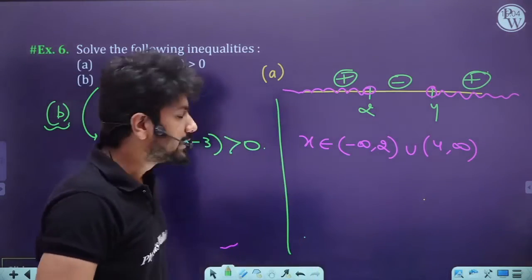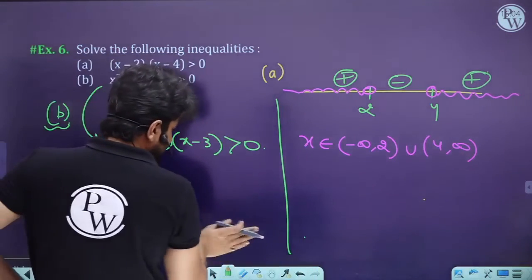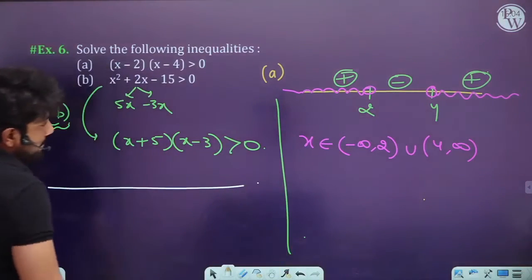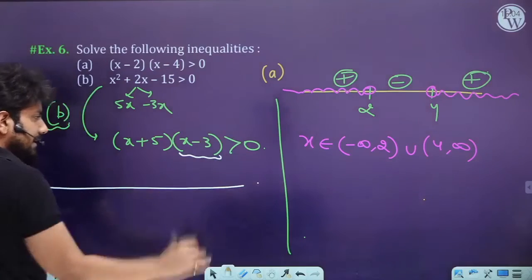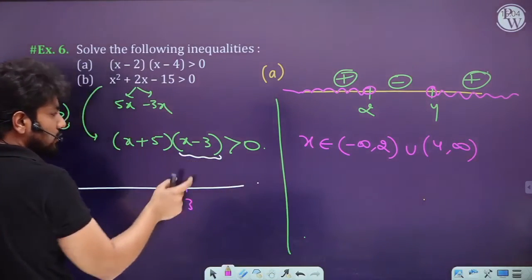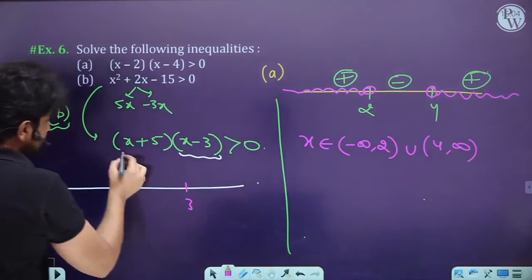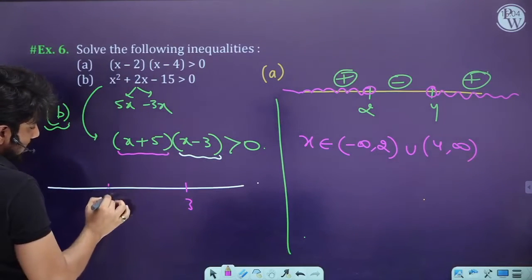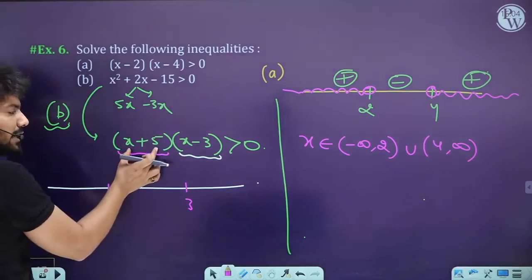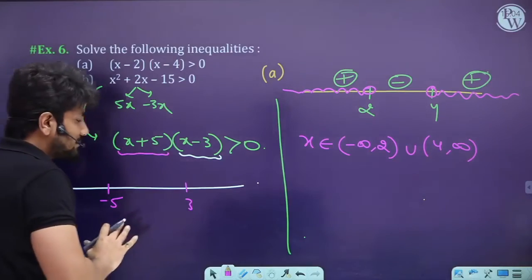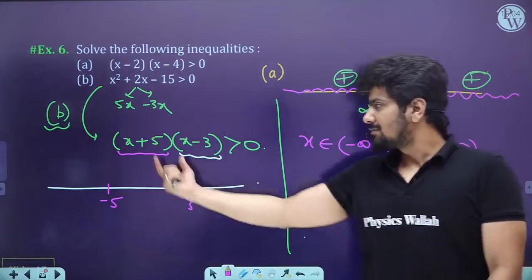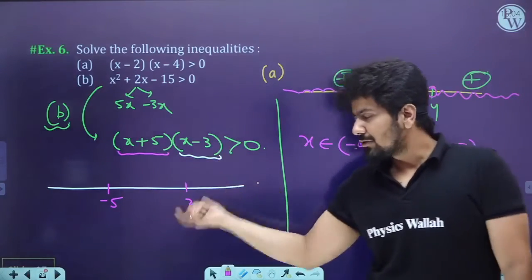Now, what are the critical points? I hope you can do the factorization. That's not a big deal. Now, see, this factor changes its sign about 3. At x is equal to 3, this becomes 0. About 3, it changes its sign. This particular factor changes its sign about minus 5. At x is equal to minus 5, it becomes 0. And about minus 5, it changes its sign. So we have marked the critical points, which are minus 5 and 3. Minus 5 is coming from this factor. 3 is coming from this factor.